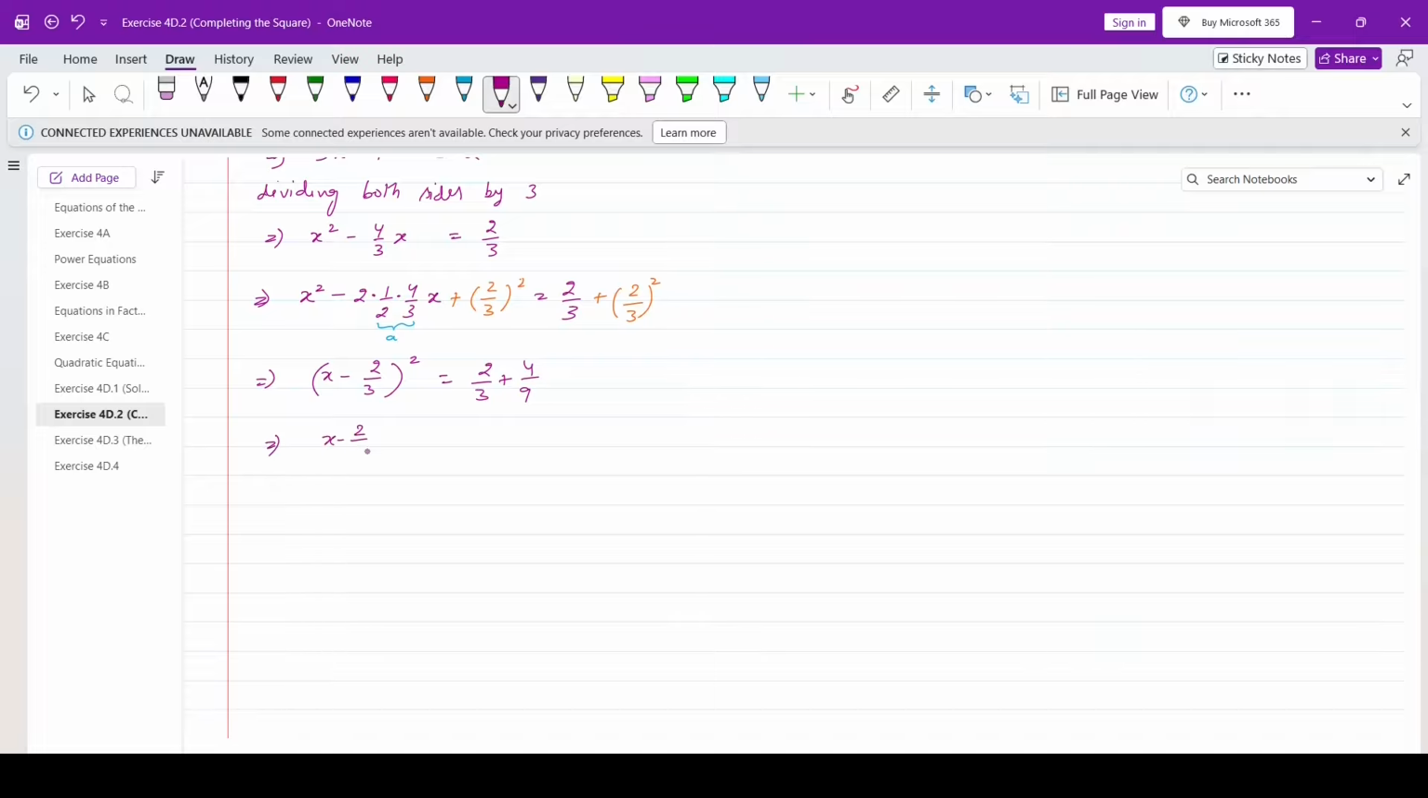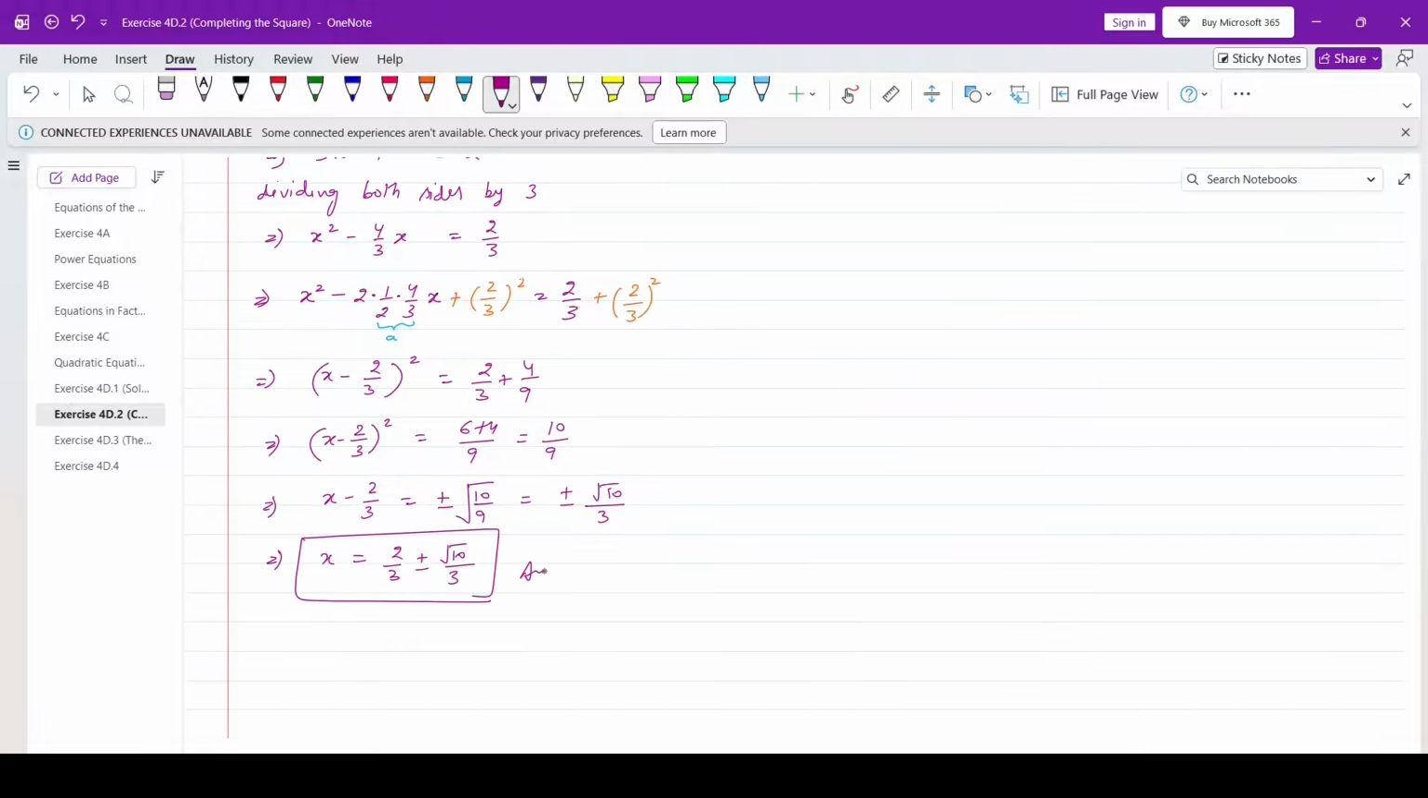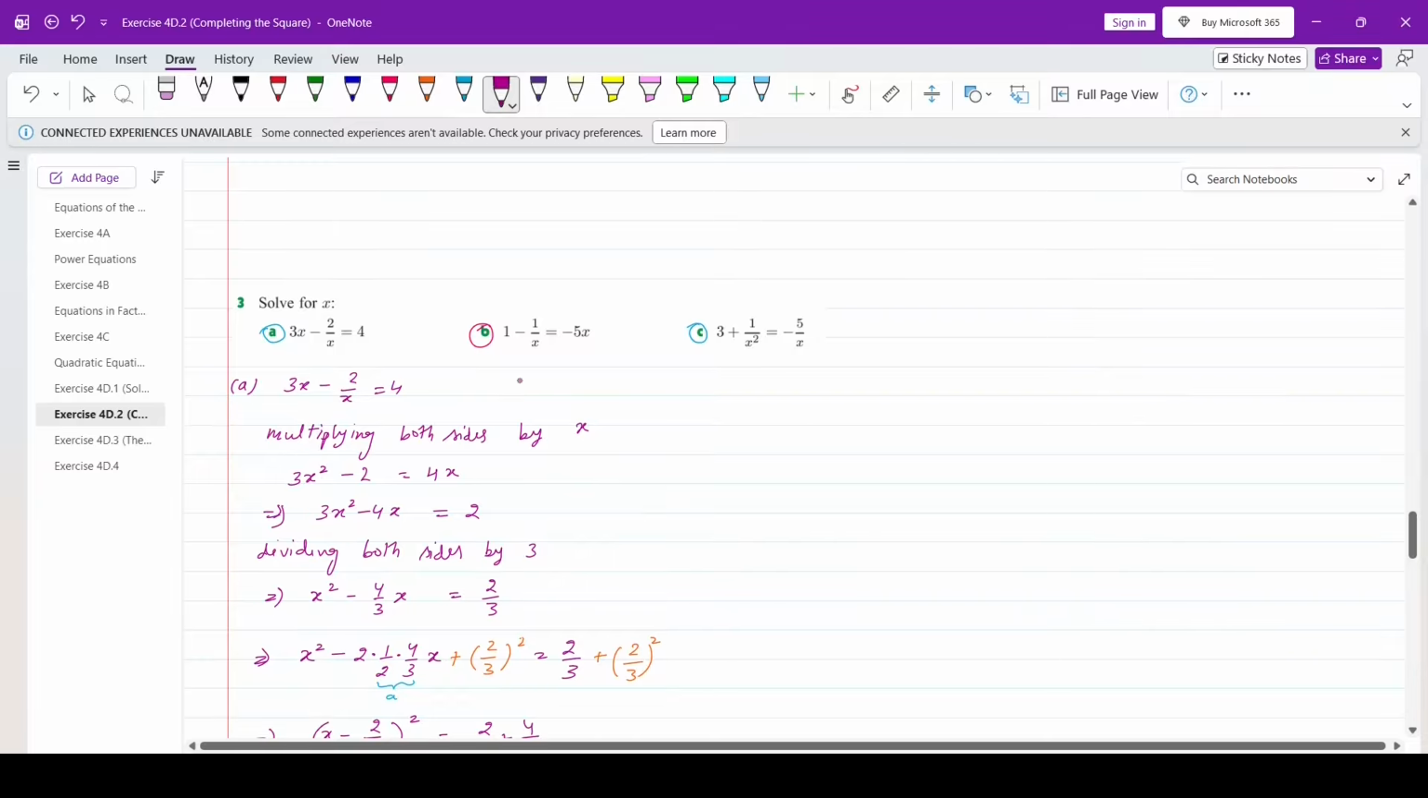So this becomes (x minus 2 by 3) square is equal to 6 plus 4 divided by 9, that is 10 by 9. So we can say x minus 2 by 3 is equal to positive or negative square root of 10 by 9, and we can simplify it into positive or negative square root of 10 divided by 3, and hence x is equal to 2 by 3 plus or minus root 10 divided by 3, and this is the answer. B is for you to do on your own.